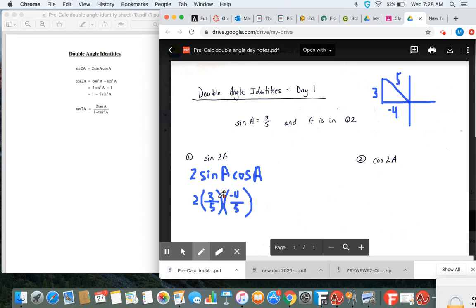And lastly, let's just multiply. Let's simplify all this. So I'm going to go straight across. Whenever we're multiplying, just multiply the numerators, multiply the denominators, and we're going to get 6 times negative 4, so it's going to be negative 24 over 25. And that's it. That's your answer.